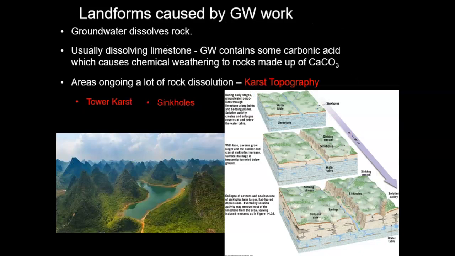Many of the areas in the world that have landscapes shaped largely by the dissolution of the limestone are going to be called karst topography. So these areas have this karst topography. Karst topography is a name given to them after a region in Slovenia, which I think was called Krst, and so that's why it's called that way. Karst areas occur typically in humid regions and regions where the bedrock is made up from limestone.